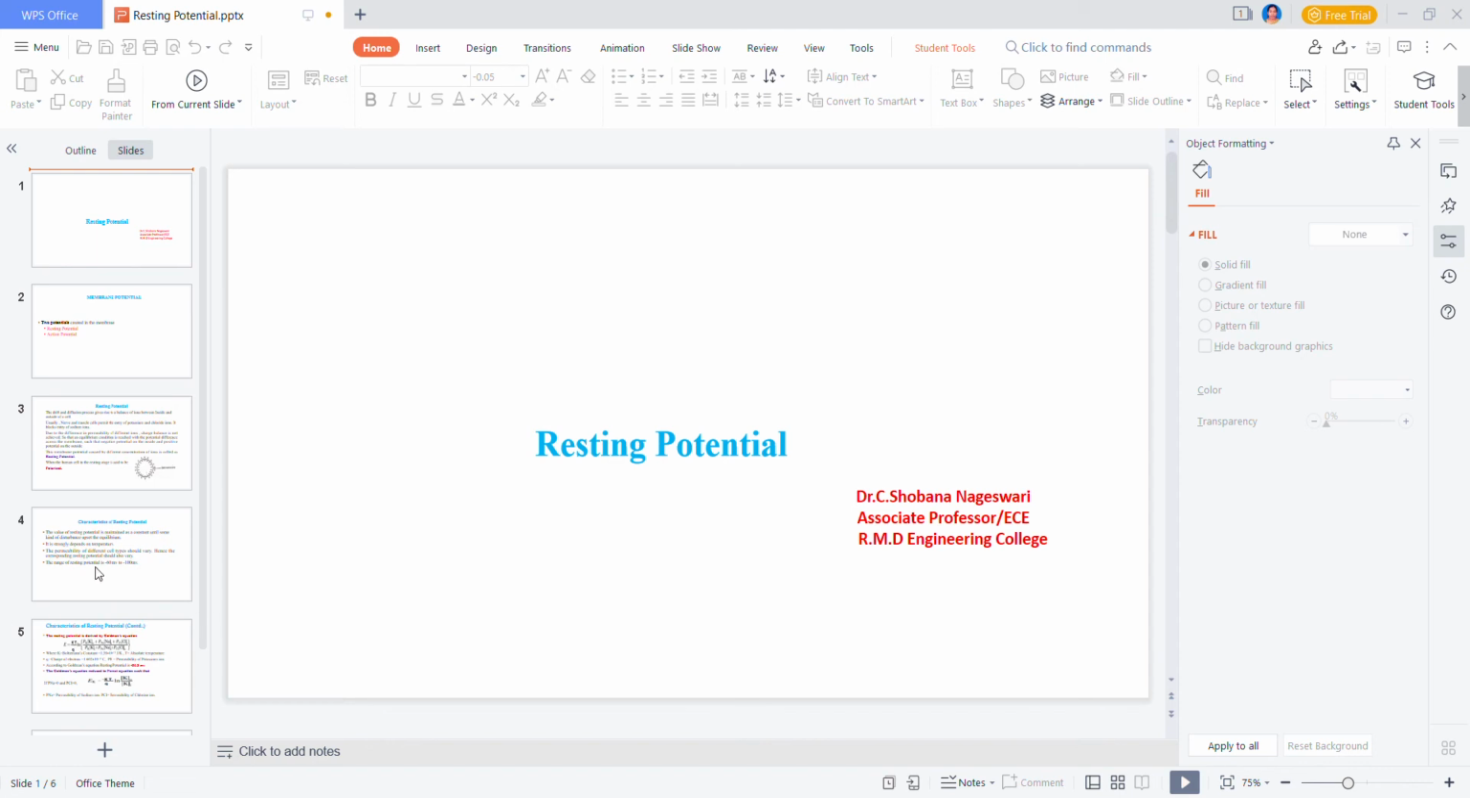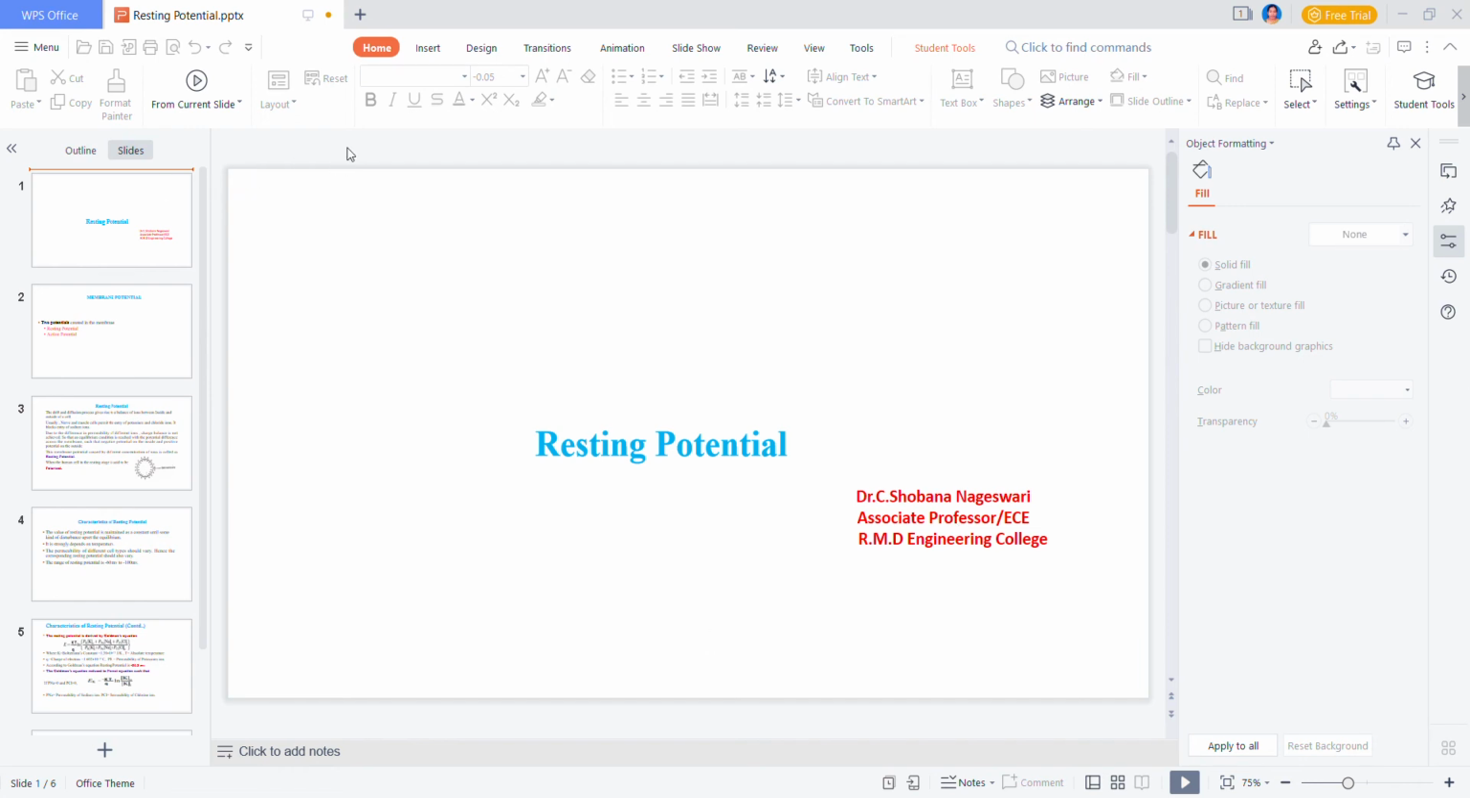The range of the resting potential is minus 60 millivolts to minus 100 millivolts. Usually for a nerve cell it will be minus 80 millivolts. As I said, the resting potential is negative, so we have to mention it like this: minus 60 millivolts to minus 100 millivolts.